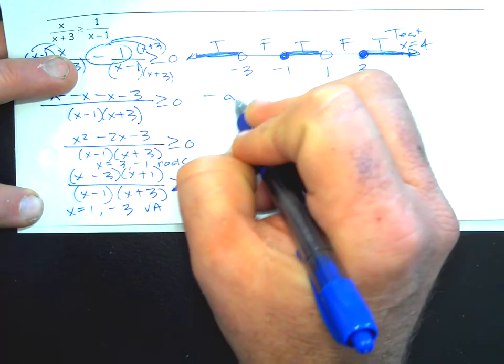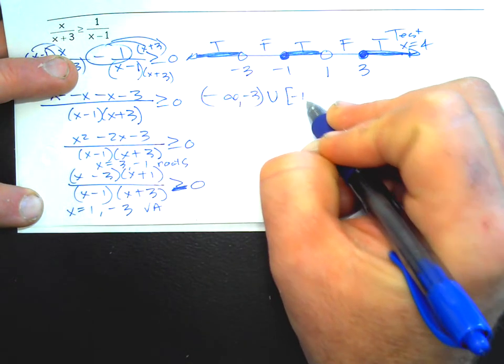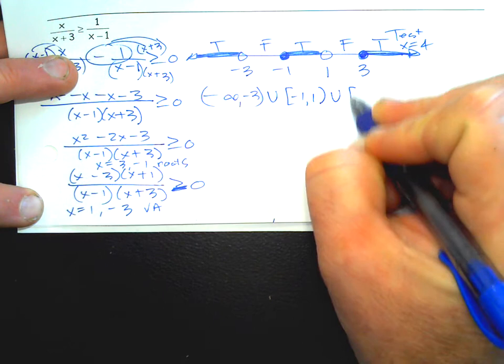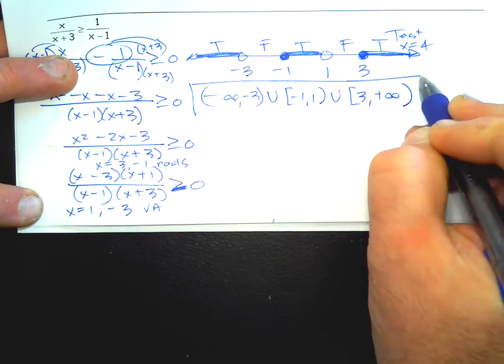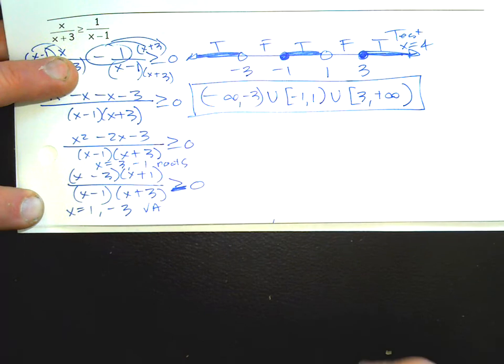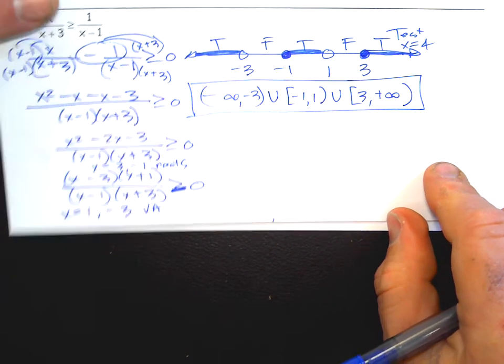Final answer is negative infinity to negative 3, parenthesis, union, bracket negative 1 to 1, parenthesis, union, bracket 3 to positive infinity. Always parentheses on infinity. You cannot actually hold infinity. So that's how you do these problems.